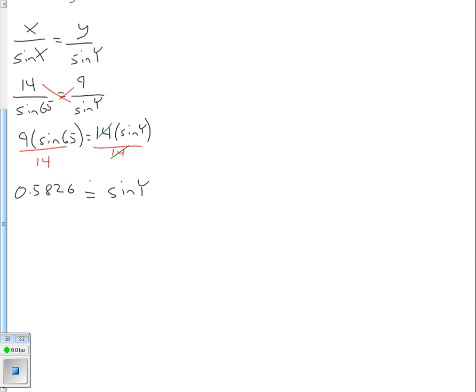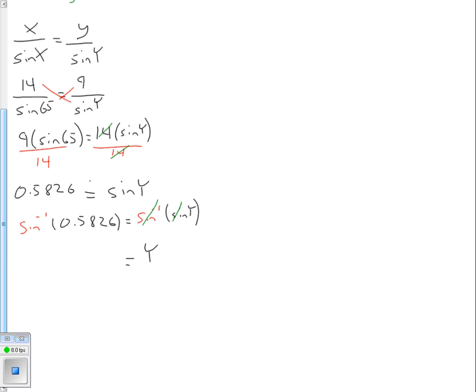Okay, so now I got to figure out, okay, well, what is y? I got to get y all by itself. And right now y is being affected by the sine piece. So the opposite operation of sine is sine inverse. So I'm going to do sine inverse on both sides. Sine inverse of 0.5826 is equal to sine inverse of sine y. Okay, and again, sine inverse and sine are going to cross each other out, so I'm just going to be left with angle y on the right-hand side.